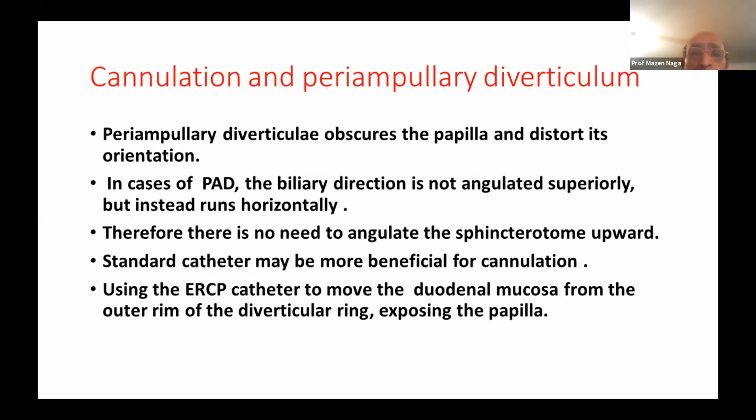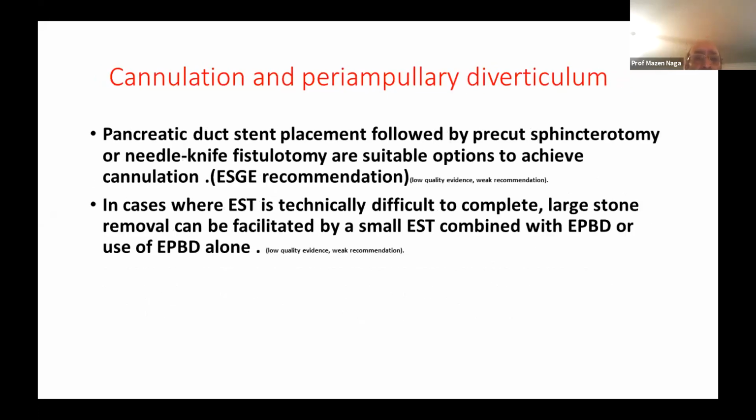In case of periampullary diverticulum, it obscures the papilla and distorts orientation. In case of diverticulum, the biliary direction is not angulated like the normal papilla, but it is horizontal. Therefore, there is no need to angulate the sphincterotome. A standard catheter or cylinder dilator can be used for cannulation, using the ERCP catheter to move the duodenal mucosal folds off the outer rim of the diverticulum ring, exposing the papilla. Pancreatic duct stent placement followed by pre-cut sphincterotomy by needle knife fistulotomy are suitable options.